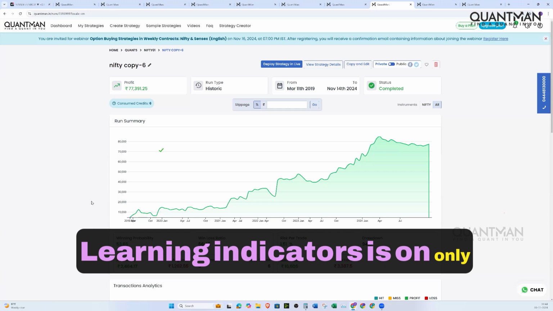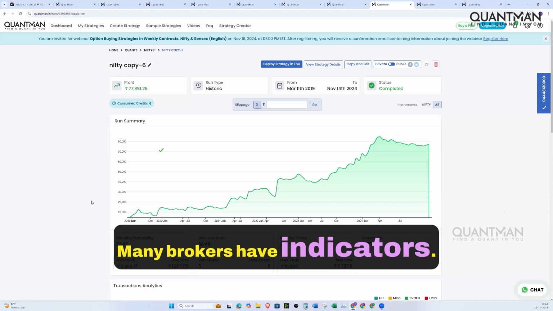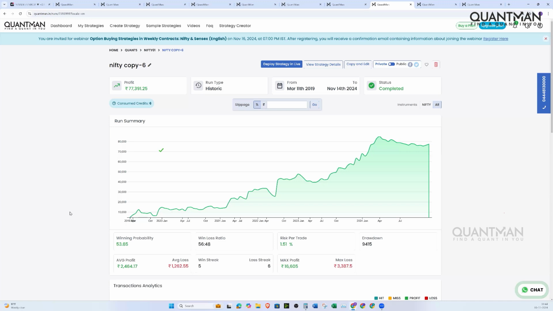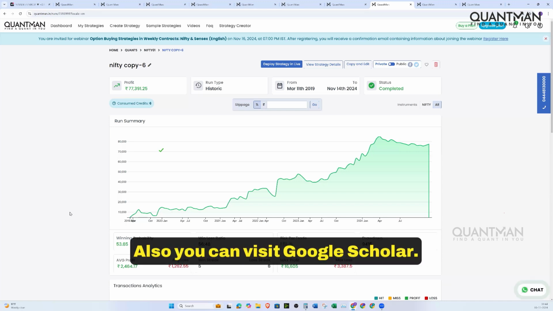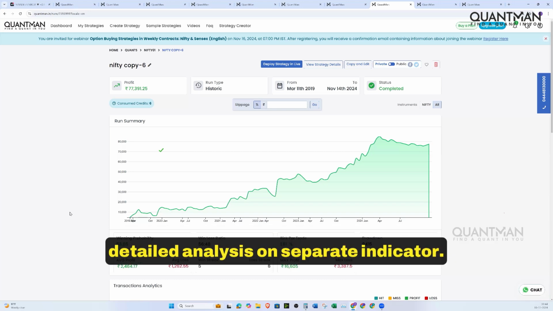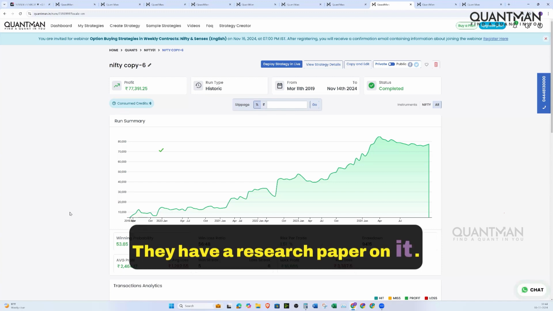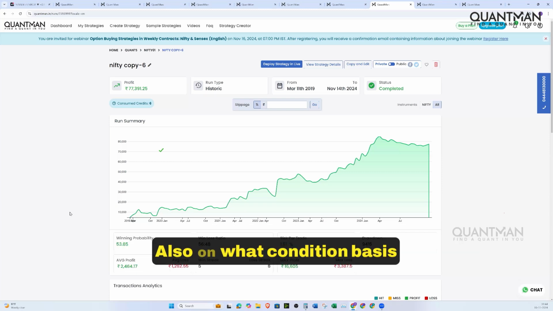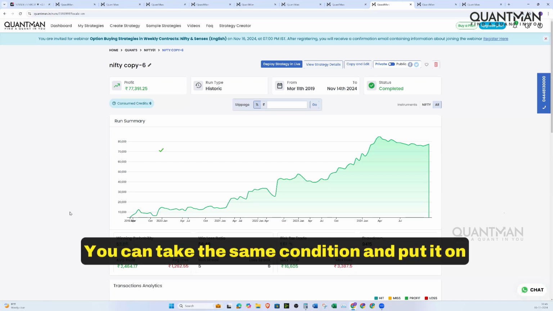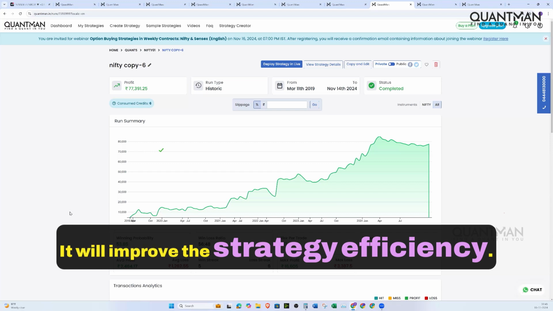Learning indicators is available on social media. For example, many brokers have indicators. You can visit Investopedia. Also, you can visit Google Scholar. In Google Scholar, many professionals do a detailed analysis of individual indicators. They have research papers on them. You can check the research paper, and also on what conditions their work was done. You can take the same conditions and put them on Quantman. It will improve the strategy efficiency.